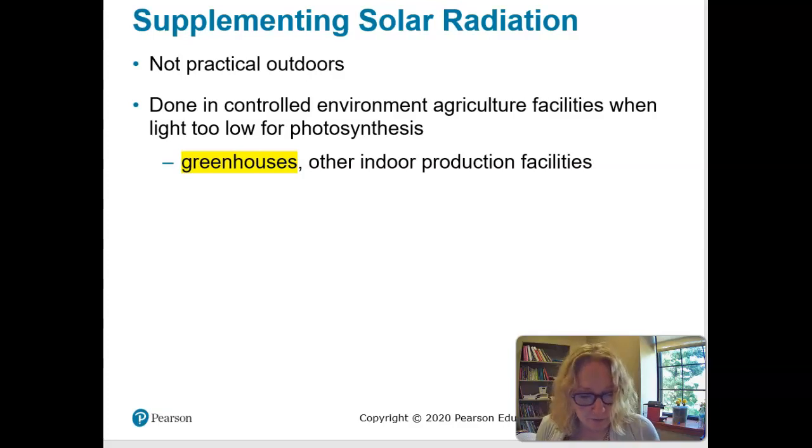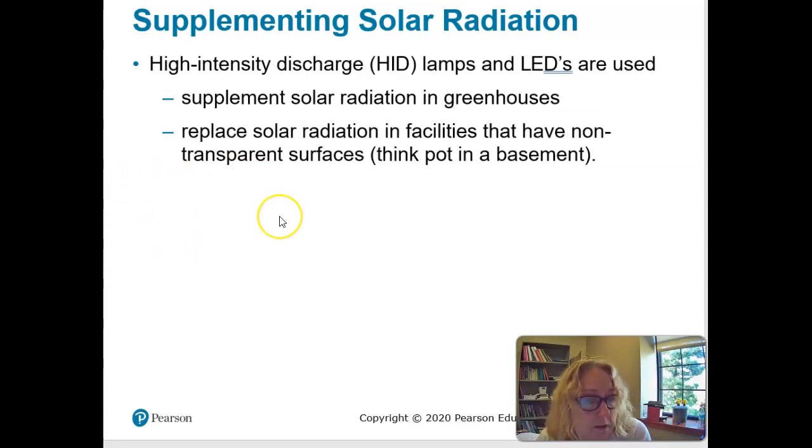Basically, it's not practical outdoors to really supplement solar radiation. You can do it, but not for long periods of time. It can be done for short periods to reduce the effects of frost and things like that if something's coming, but typically there are better ways to do it. You usually supplement solar radiation inside in greenhouses or production facilities, like one of those hoop buildings that come around. That is where you would try to supplement your solar radiation.